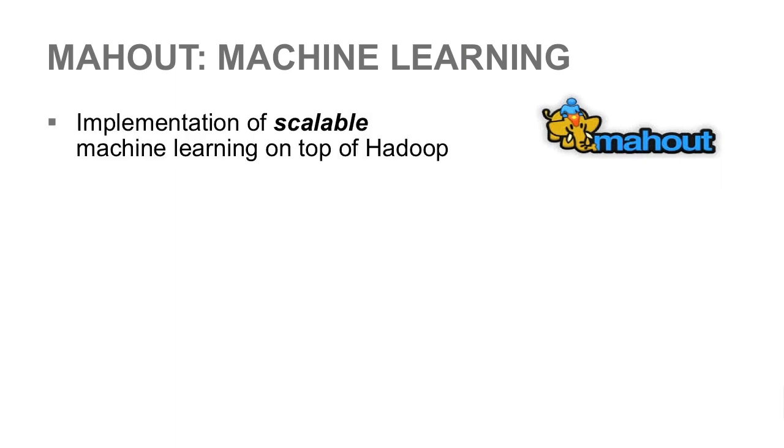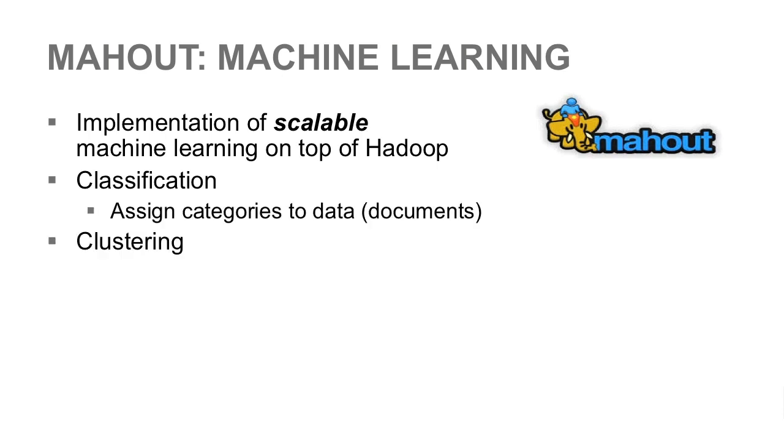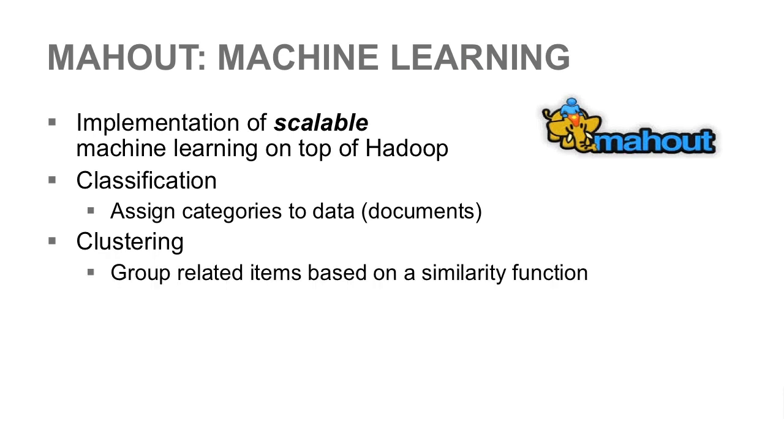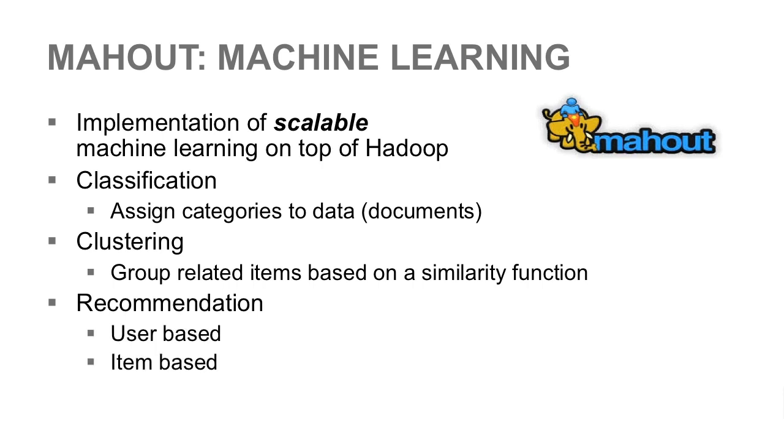Mahout is the library for machine learning, and it includes a variety of algorithms. Now, the key thing here is that we are dealing with scalable machine learning. So it is machine learning on the Hadoop scale. Mahout introduces the traditional machine learning features. There is a classification, there is clustering of different items based on some similarity function, and there are also libraries for implementing various types of recommenders, user-based, item-based, and so on.